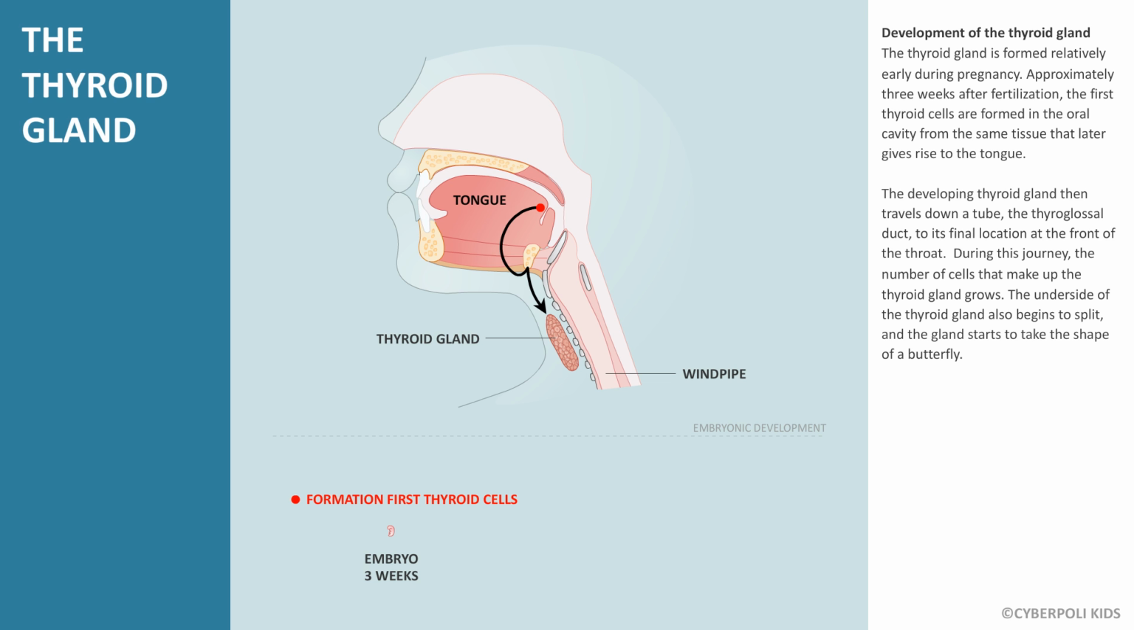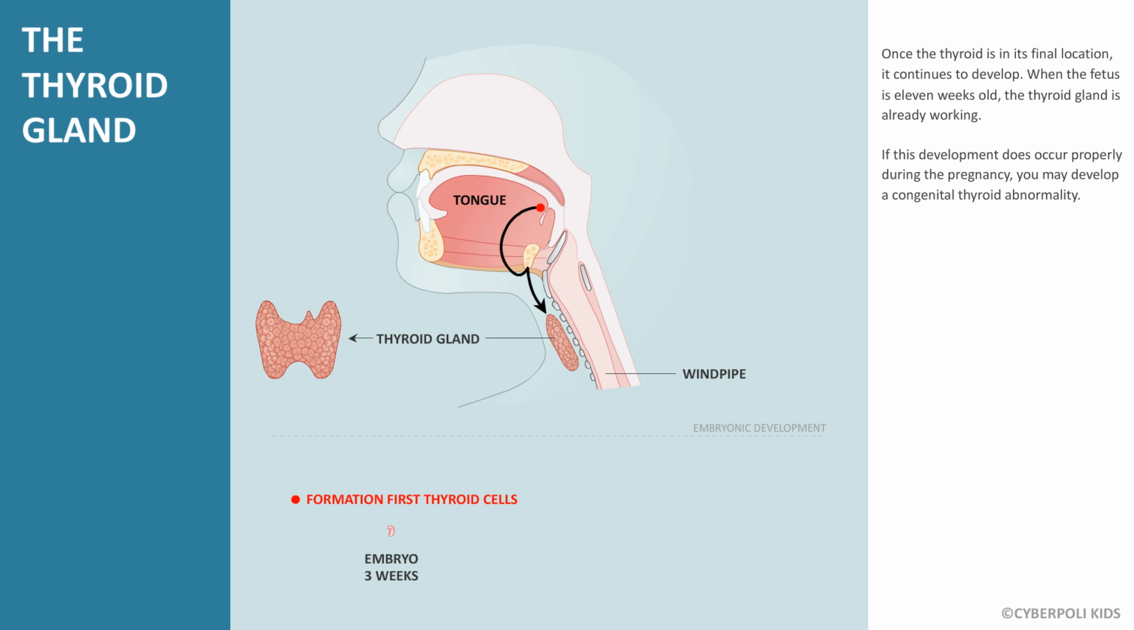During this journey, the number of cells that make up the thyroid gland grows. The underside of the thyroid gland also begins to split, and the gland starts to take the shape of a butterfly. Once the thyroid is in its final location, it continues to develop. When the fetus is 11 weeks old, the thyroid gland is already working. If this development does not occur properly during the pregnancy, you may develop a congenital thyroid abnormality.